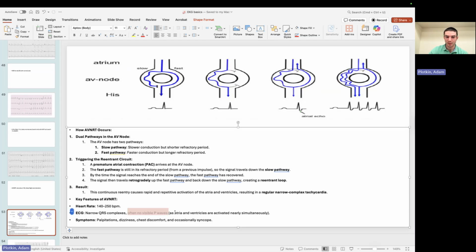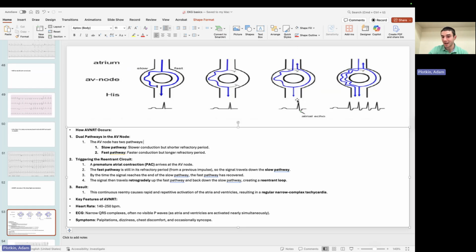You might not have visible P waves, or you could see them retrograde, right? Because the atria and the ventricles are contracting at the same time, right? And so if they contract at the same time, the QRS, the ventricle contraction, is a much stronger contraction. So it's going to mask the P wave, or if anything, we might see a P wave slightly after the QRS, okay?